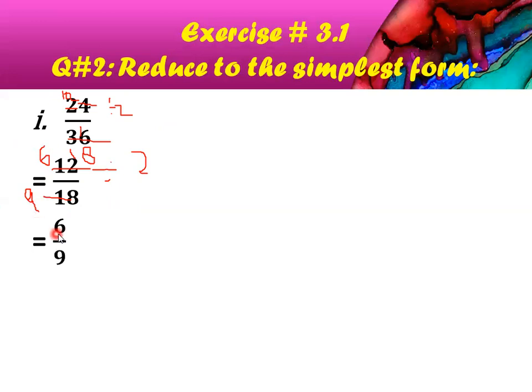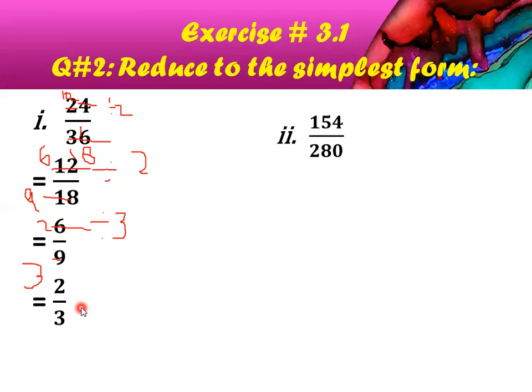Now as you can see, the 6 can be divided with 2, but the 9 cannot be divided with 2. So we will move on to the next number, that is 3, and 3 can divide this 6 and 9. So we are going to divide this one by 3. 3 into 2 is 6 and 3 into 3 will be 9. So the answer will be 2 upon 3, and 2 upon 3 cannot be further divided. So we will say that 2 upon 3 is the simplest form of the given question. Understand? Now move on to the next one.